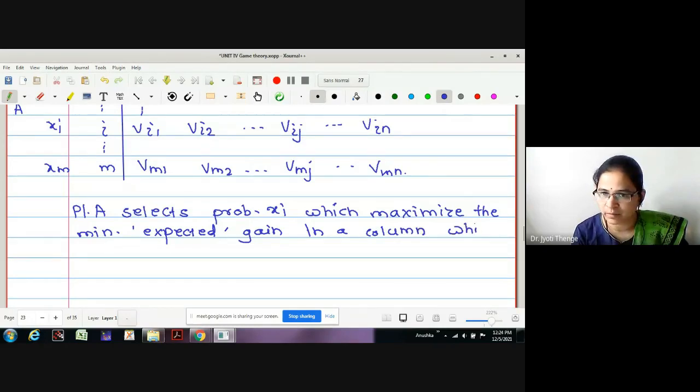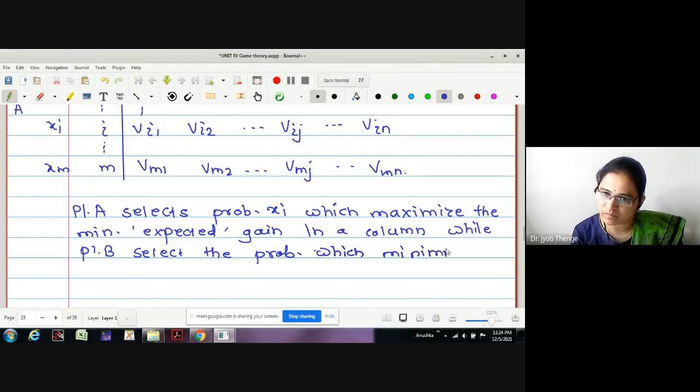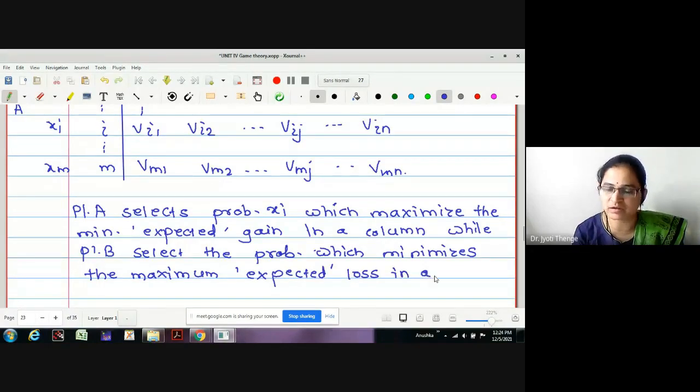while player B selects the probabilities which minimizes the maximum expected losses. Expected loss in a row.